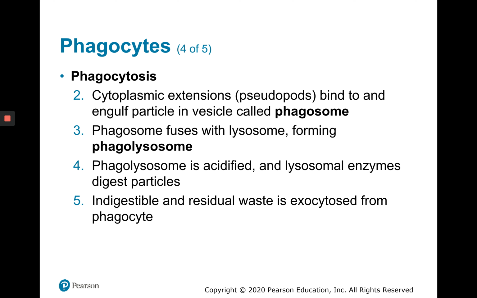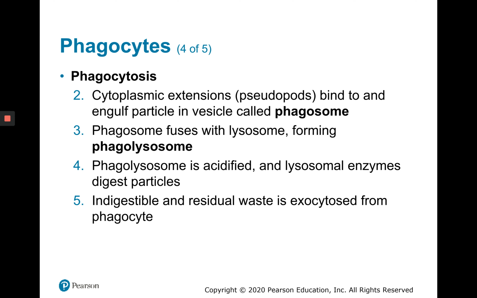The next step in phagocytosis, after the recognition and adherence of the phagocyte, such as a macrophage, to the microbe, is that we would want to see cytoplasmic extensions called pseudopods start to bind to and engulf the particle, creating a vesicle in which the microbe is encased. That vesicle would be called a phagosome.